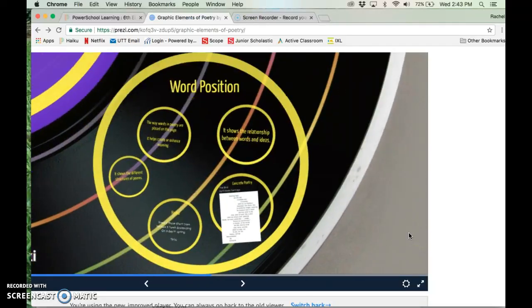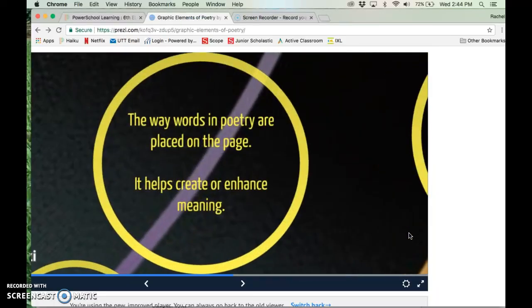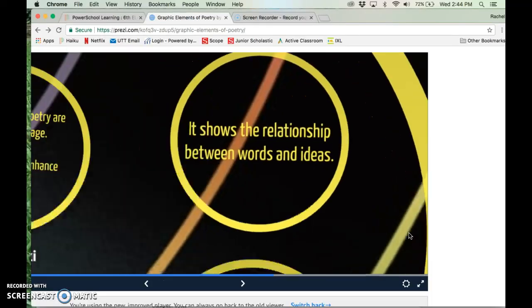Alright, so word position is also another important factor in the graphical elements of poetry, so we're going to look into that. The way that the poet places words on a page is important in that it helps create or enhance the meaning of the poem. It lets the reader see the poem in a certain way. So it helps show the relationship between words and ideas within poetry. The flow of the words helps the reader see the flow of the ideas that the poet's talking about, or even it might resemble the specific thing, an idea that the poet is speaking of.